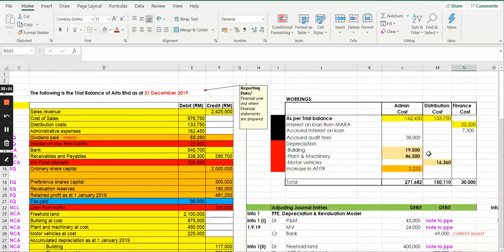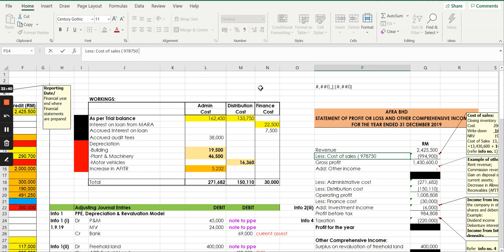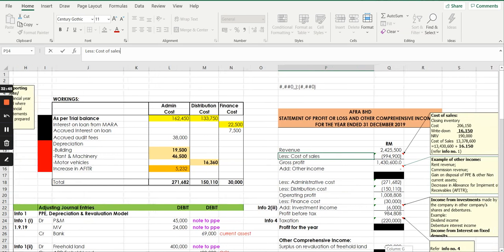So if you do that, it will not be adjusted here. It will be adjusted straight away to the cost of sale, because cost of sale here would now be 994,900, which is a result of 978,750 plus your item just now. I have put the working here. You can check my working in my boxes here.